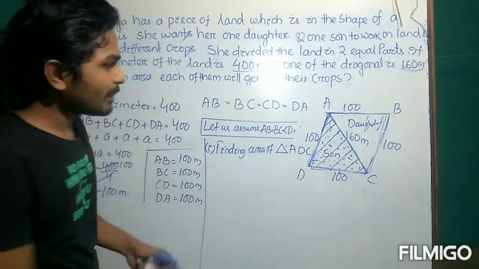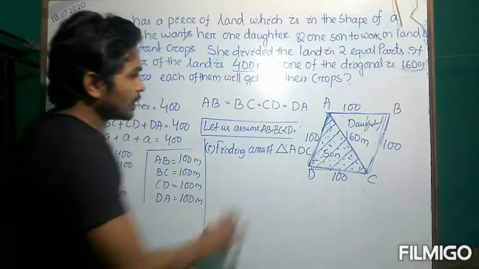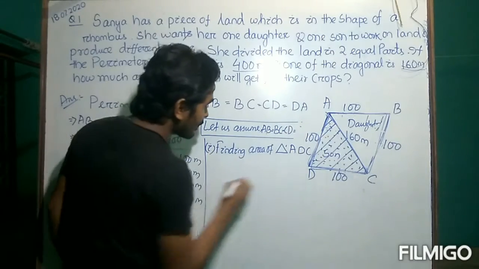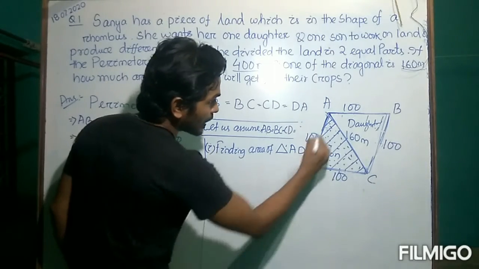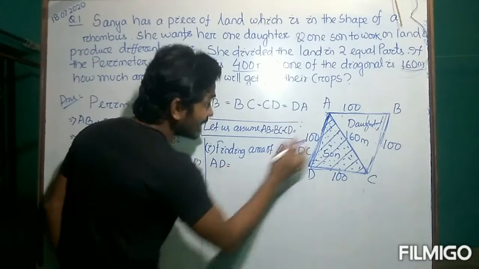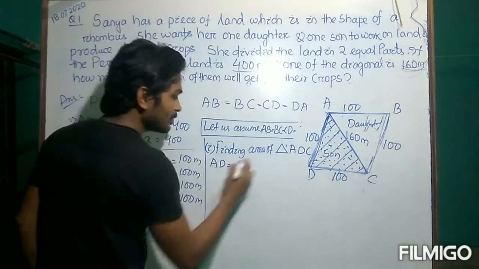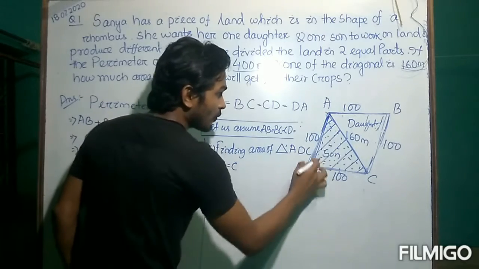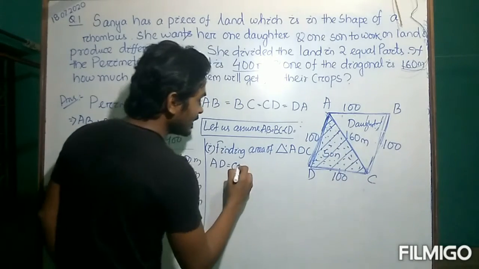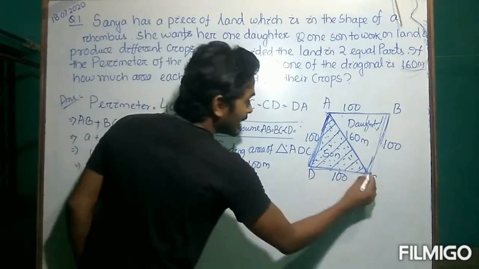ADC. Okay, and in this triangle the son will grow crop. So let's find out. First write the lengths. You can see this length AD is also known as small c, because this is the front side of angle C, and it is 100 meter.